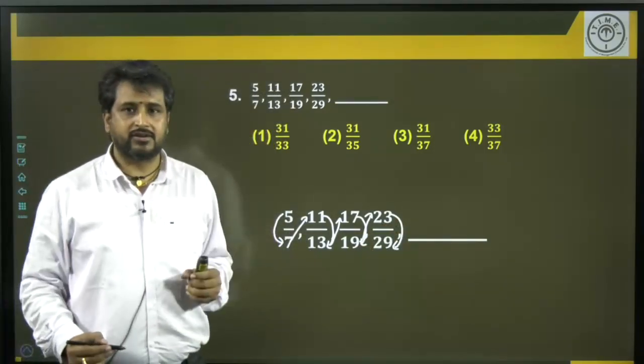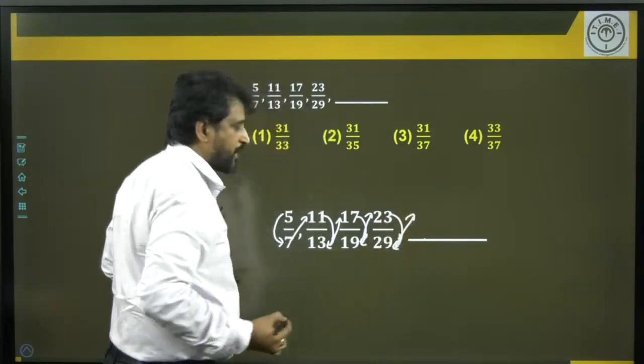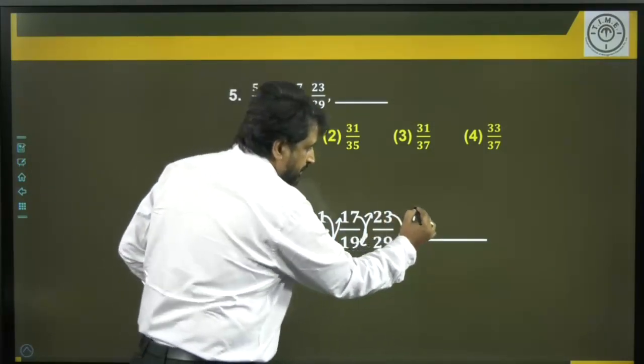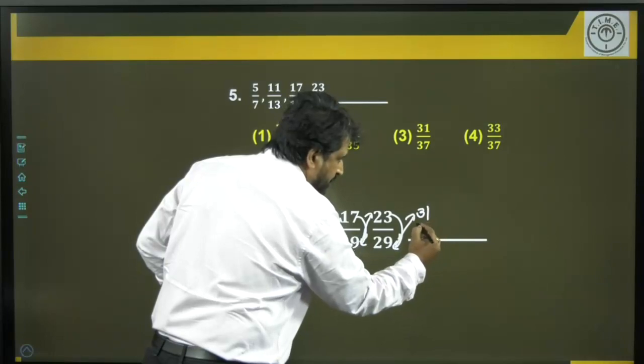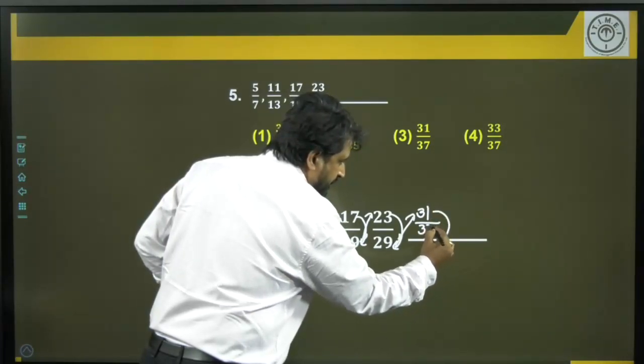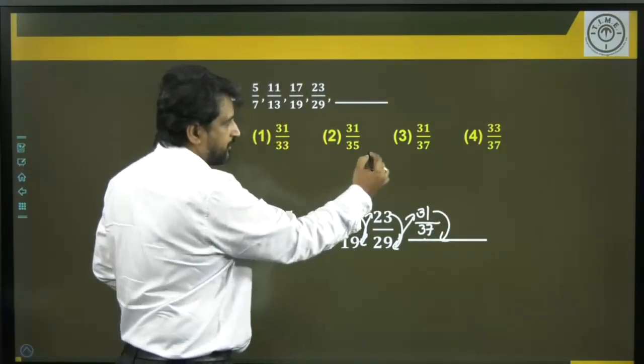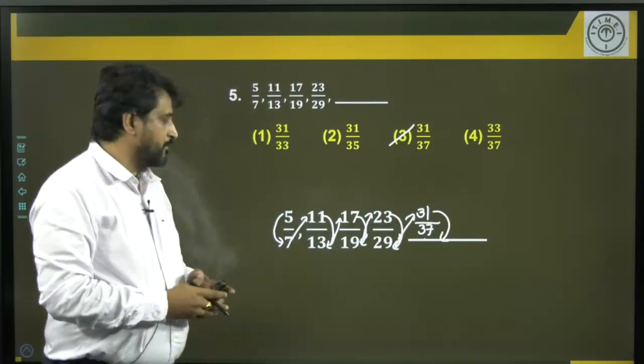So what will be the next fraction? In the numerator we will get the prime number after 29. What is after 29? 31. And in the denominator we will get the prime number after 31. That is 37. So your answer is 31 by 37. It's in choice 3. Consecutive prime numbers.